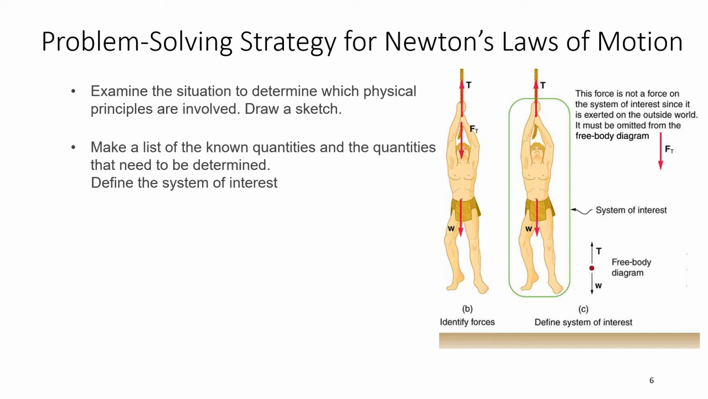For example, in this sketch, if we define the system of interest to be the person, then the force Ft is no longer shown in the free body diagram because it is a force applied by the person on the rope, not a force acting on the person. A diagram showing the system of interest and all of the external forces is called a free body diagram. Only forces are shown on free body diagrams, not acceleration or velocity.